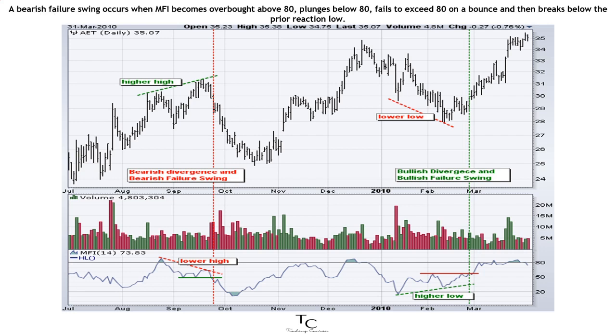A bearish failure swing occurs when MFI becomes overbought above 80, plunges below 80, fails to exceed 80 on a bounce and then breaks below the prior reaction low.